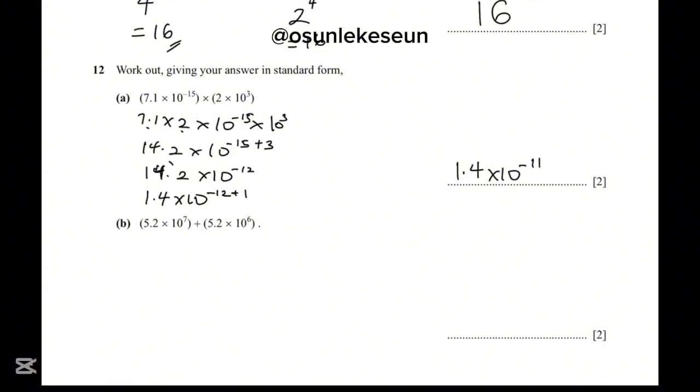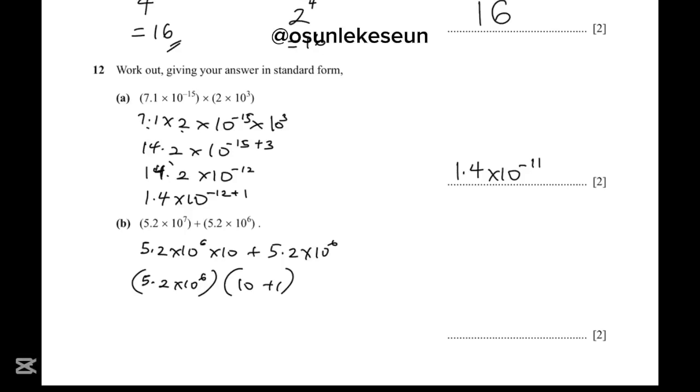This is 5.2 times 10 raised to the power 6, and can be written as 5.2 times 10 raised to the power 6 times 10 plus 5.2 times 10 raised to the power 6. So what is common? This is common, so I can write out 5.2 times 10 raised to the power 6 out for all of them. You have 10 plus 1. So which is going to give us what? 5.2 times 10 raised to power 6.